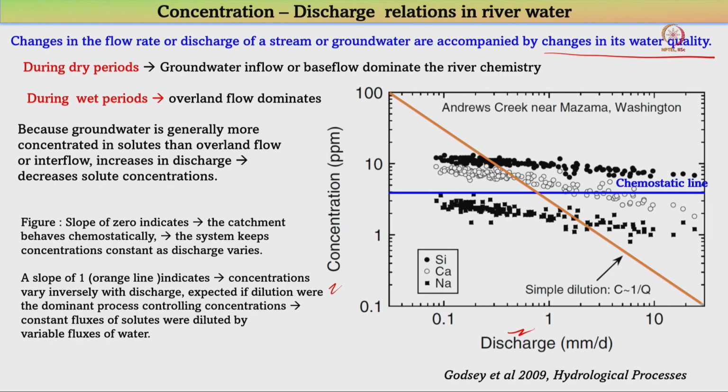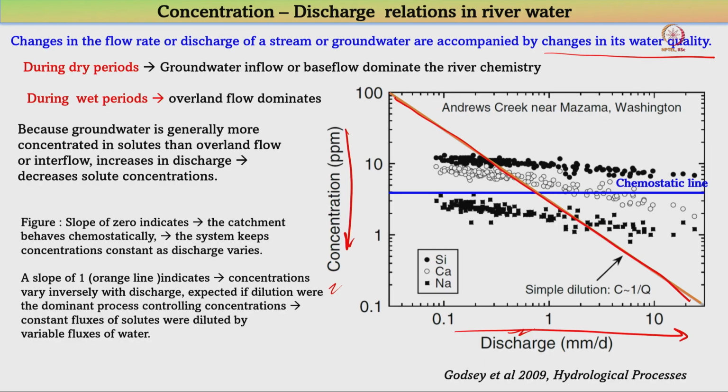So, when we have this concentration by discharge plot, we get to see three kinds of plots. Okay. The first kind of plot is this: with the increase in discharge, the concentration decreases. That is a simple dilution line, where C is directly proportional to 1 by Q, inversely proportional to discharge. Concentration is inversely proportional to discharge.